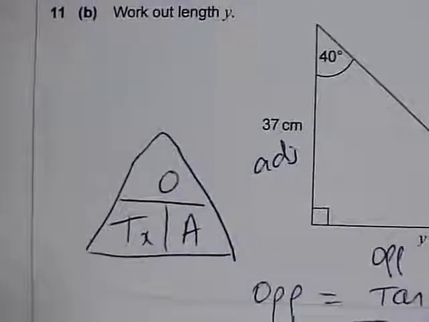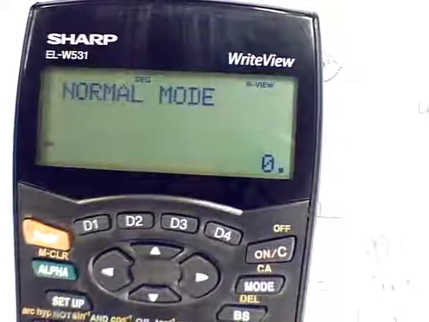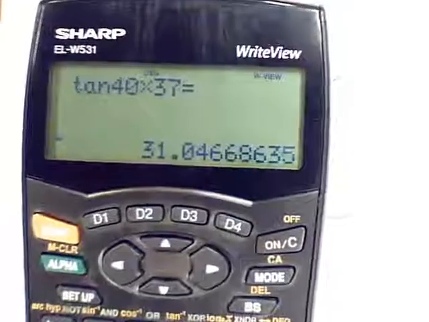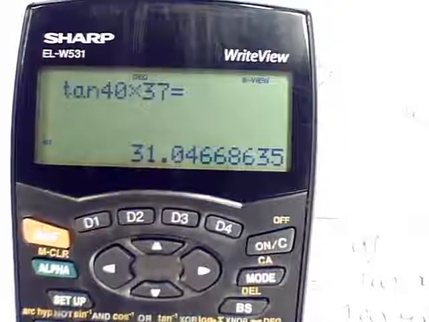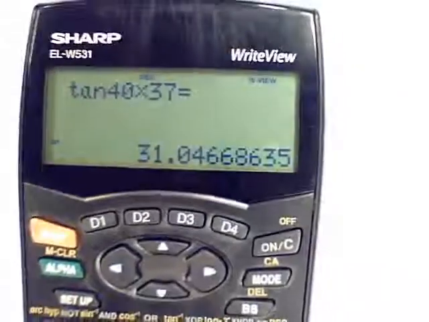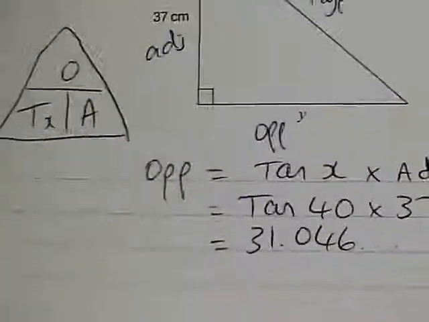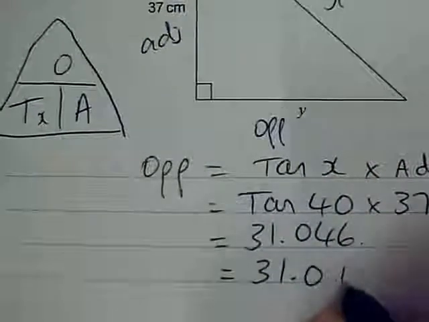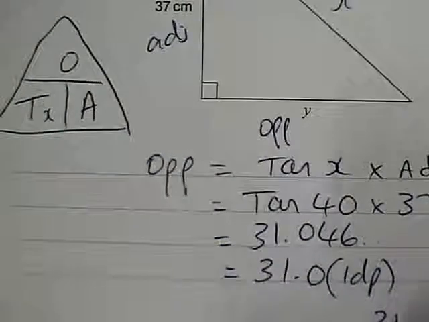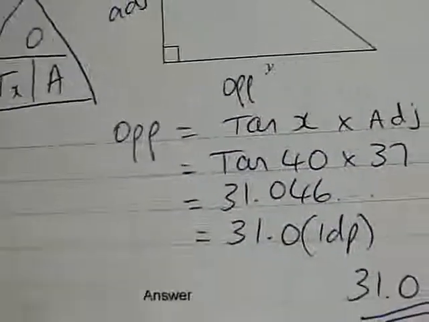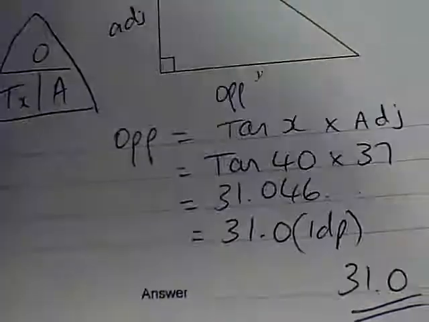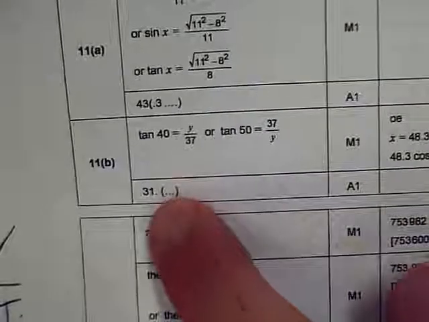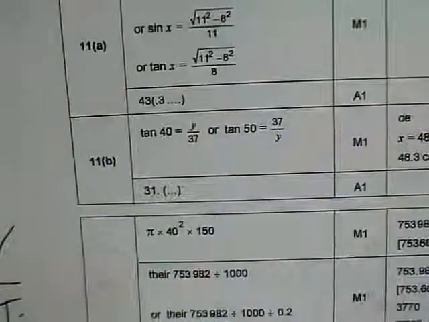So I just need to put this into my calculator. Tan 40 multiplied by 37 gives me 31.04. Can put dot dot dot to show it goes on forever. My answer. And then I'm just going to round that off. I'm going to put 31.0 to one decimal place. And again, looking at the mark scheme, they have said that 31 point something, you don't necessarily need to have the bit in brackets, would give you 2 marks.